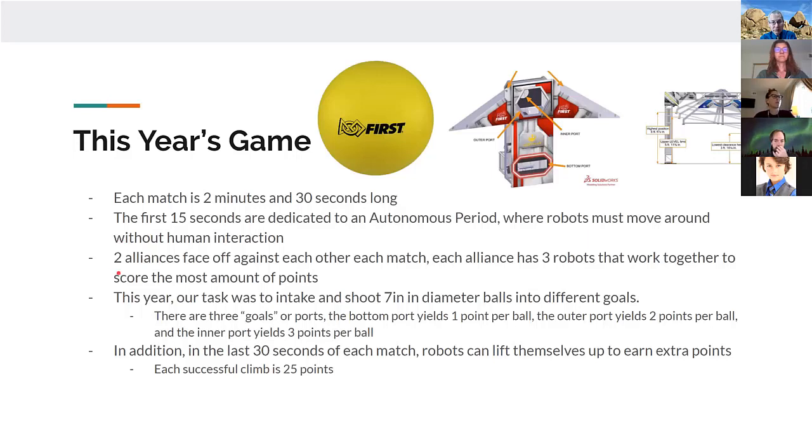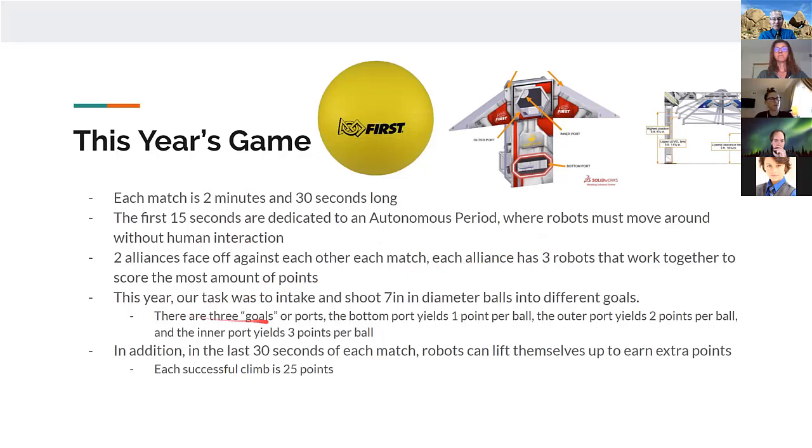In each match, there are 6 robots total, in 2 alliances. Each alliance has 3 robots that work together to score the most points. And there are 2 alliances, so they try to outscore each other. Whoever scores the most points wins the match.